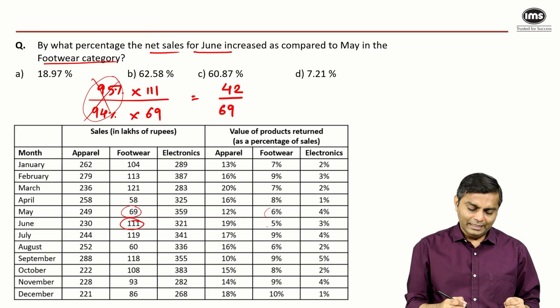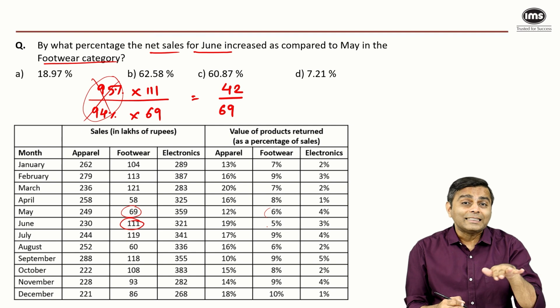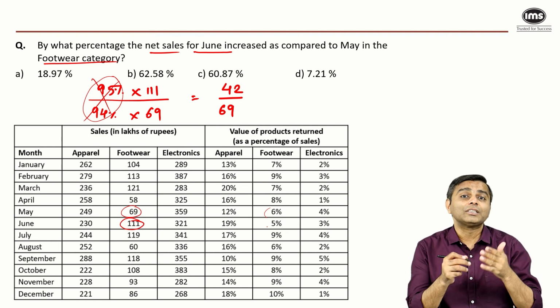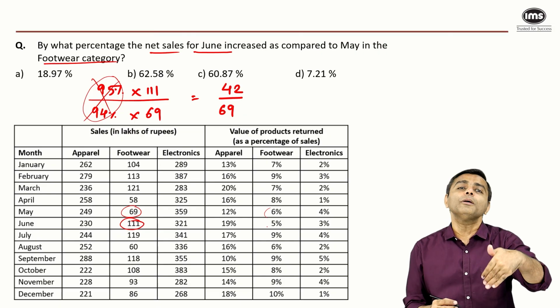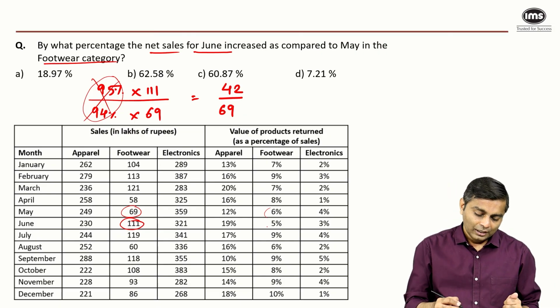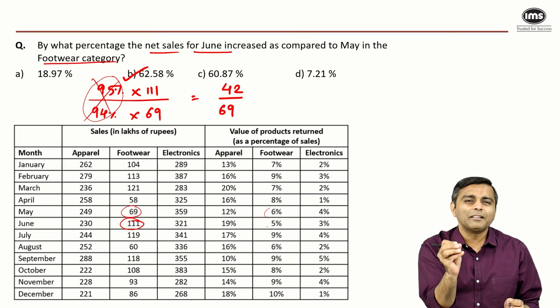42 on 69, if I think of, again, if I can do an approximation here to make it 70 and then cancel to get a 6 by 10, it is going to be roughly 60%. Slightly more than 60% is my answer. So I'm going to say option B, 62.58. 60.87 is a close by.